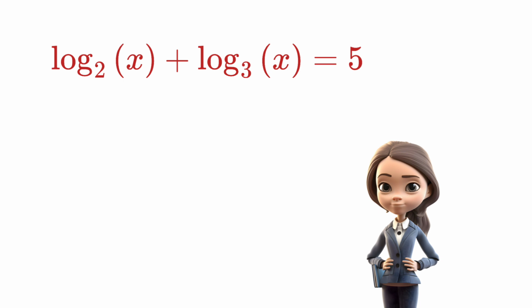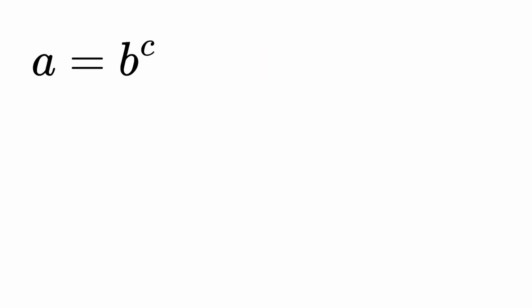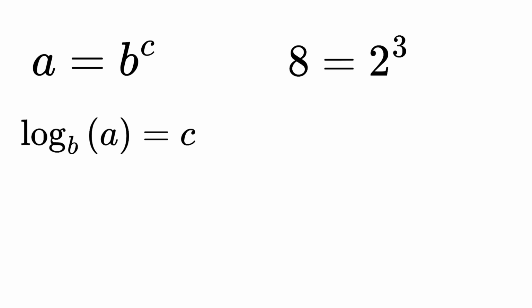For those who don't know logarithmic equations, we have an equation a is equal to b power c. Then a logarithm is a way to express the exponent c in terms of a and b. a is equal to b power c can also be written as log a base b is equal to c. For example, if we take 8 is equal to 2 power 3, then we can write it as log 8 base 2 is equal to 3.